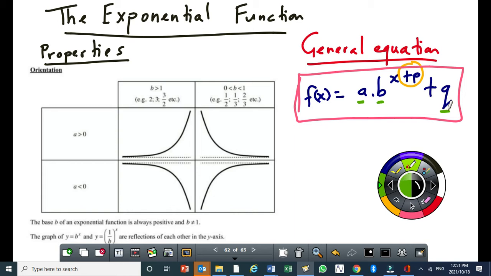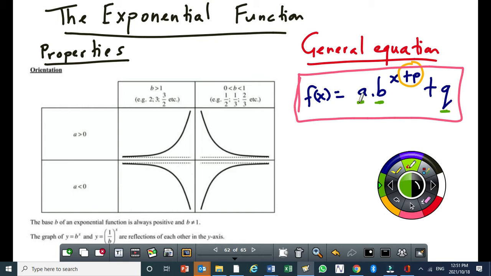Now, it's very important for you to know that the base b can never be zero. Can never be zero, it can never be one. Okay? It can be a fraction between 0 and 1, or it can be any number greater than 1. So there are two cases. Right? Then with the value of a, it can be positive or negative.